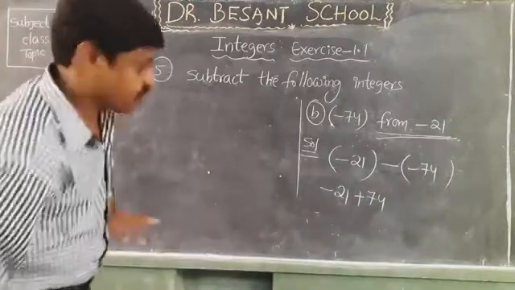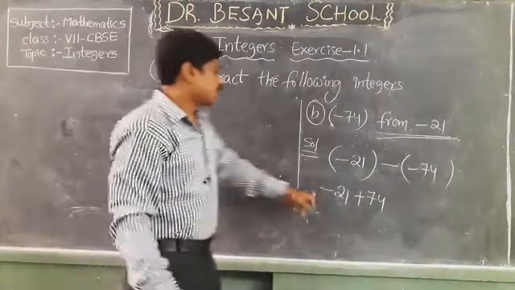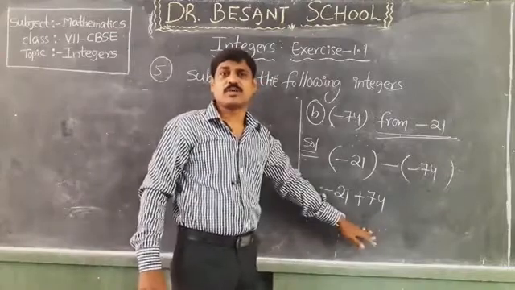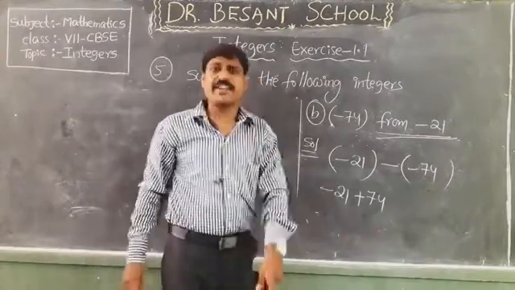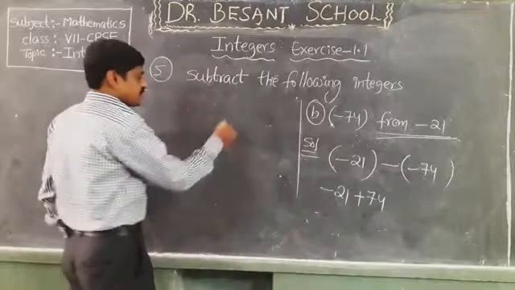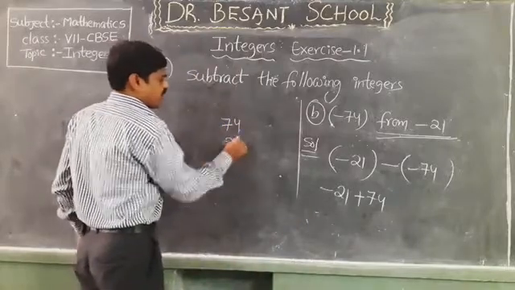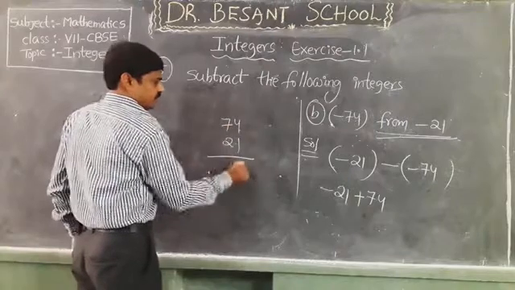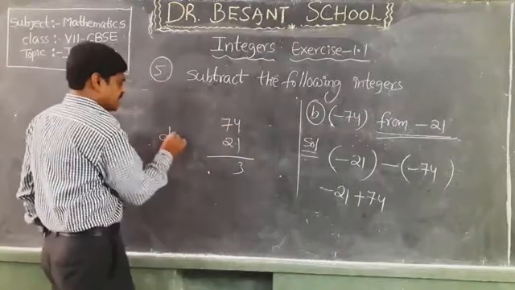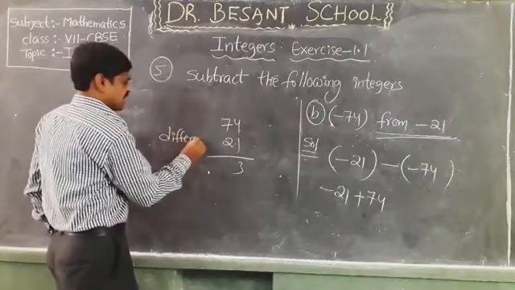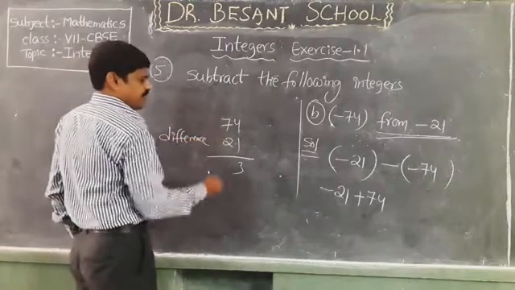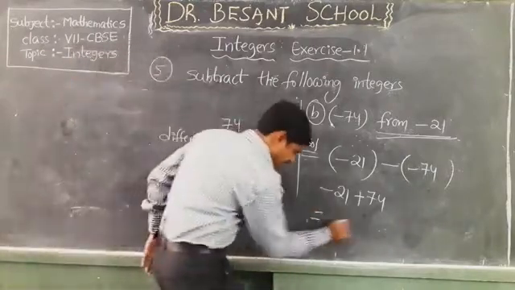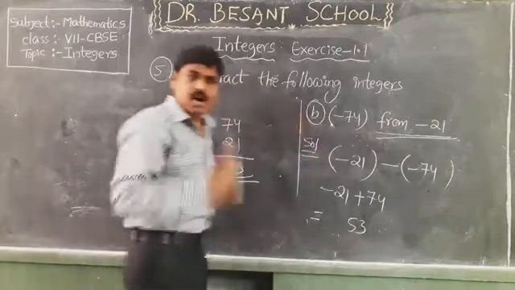Now observe this one, minus 21 plus 74. So both are having different signs. One is negative, one is positive. So that's the reason we have to take the difference only. So what is the difference? 74 and 21. What is the difference? 4 minus 1, 3. Take the difference. 7 minus 2. So 53 is the difference. So write 53 first.